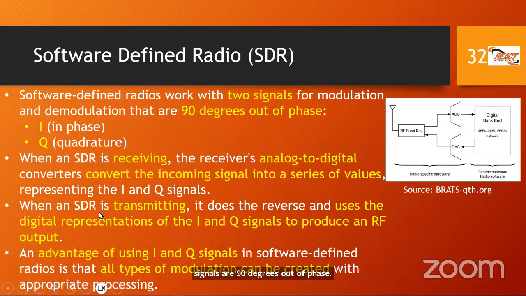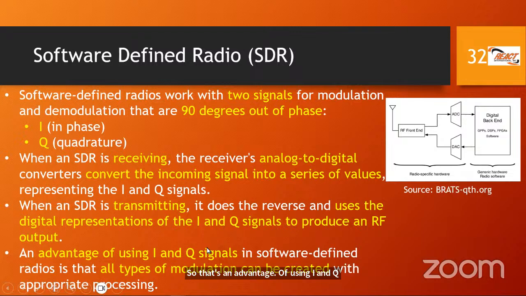Now, when you're transmitting, it does the reverse. It uses those digital representations, the ones and zeros, of the I and Q signals to produce an RF output. Also, be aware that there's an advantage of using the SDR signal, or the I and Q signals, in that you can literally generate any type of mode or modulation that you need using software. So if a new mode comes out in the morning, you don't have to worry about changing the chipset necessarily. You just change the software definition of that signal, and there you go.